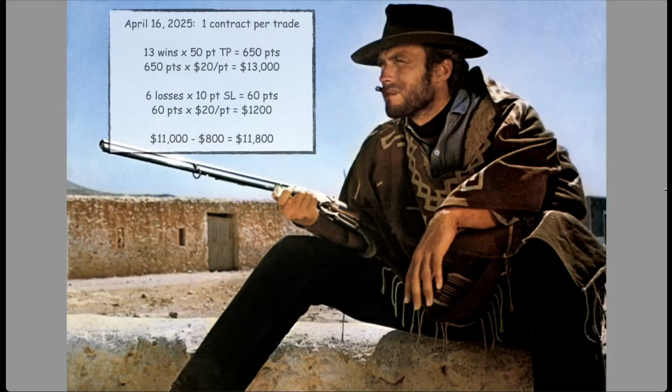So how did we do today? I had an excellent day. These are the results of that back testing we just looked at. There were 13 wins for 50 points of profit each, and 6 losses for 10 points of loss each. And interestingly, these results are exactly the same as the backtesting results of yesterday, April 15th. 13 wins, 6 losses. Totals are exactly the same.